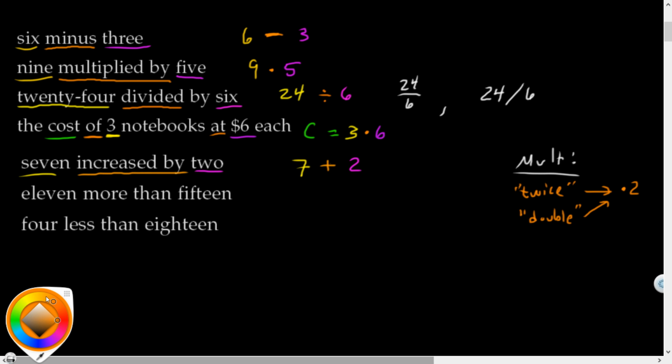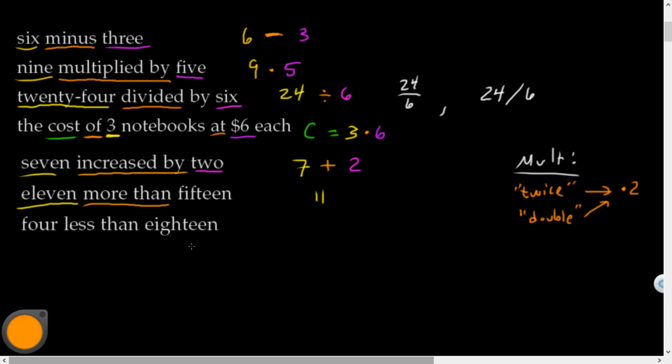Okay, wow, I really like these last two here. So 11, so I'm writing the number 11, more than. Which operation do you think that is?